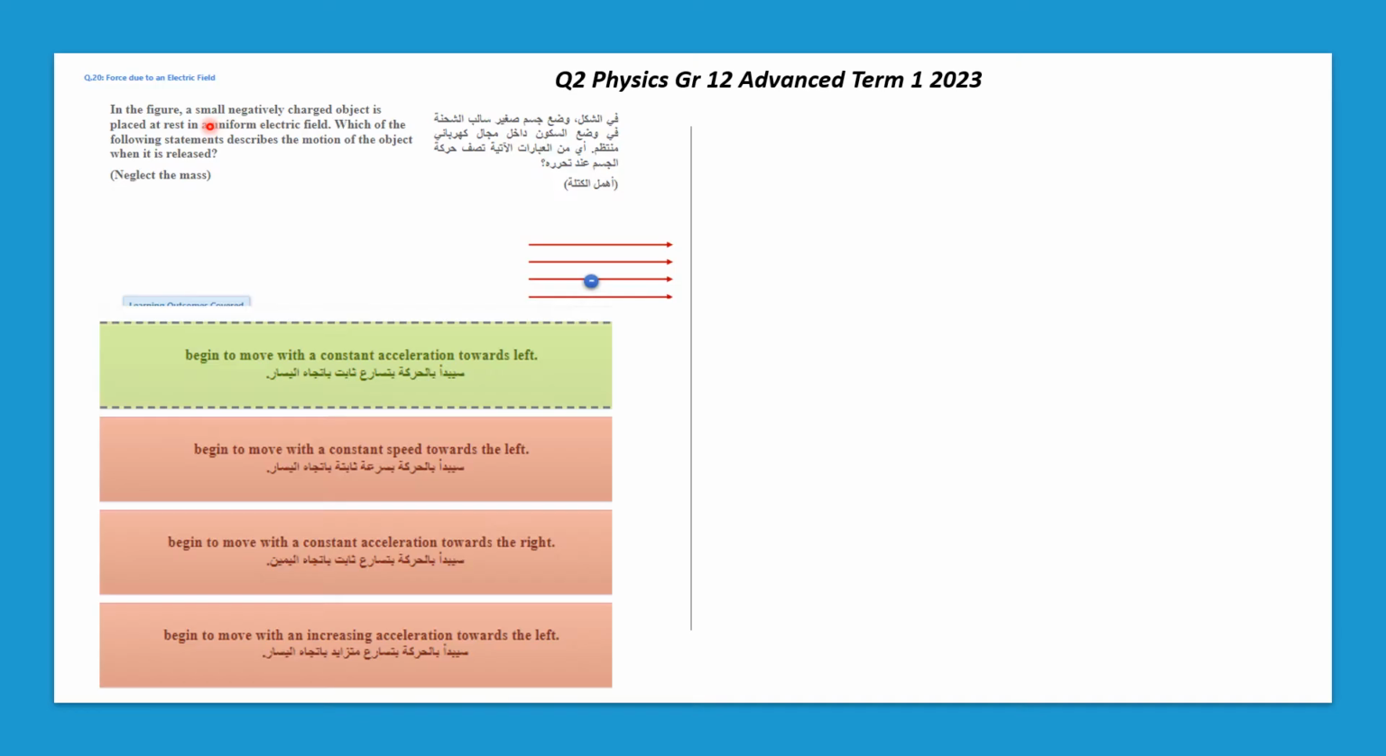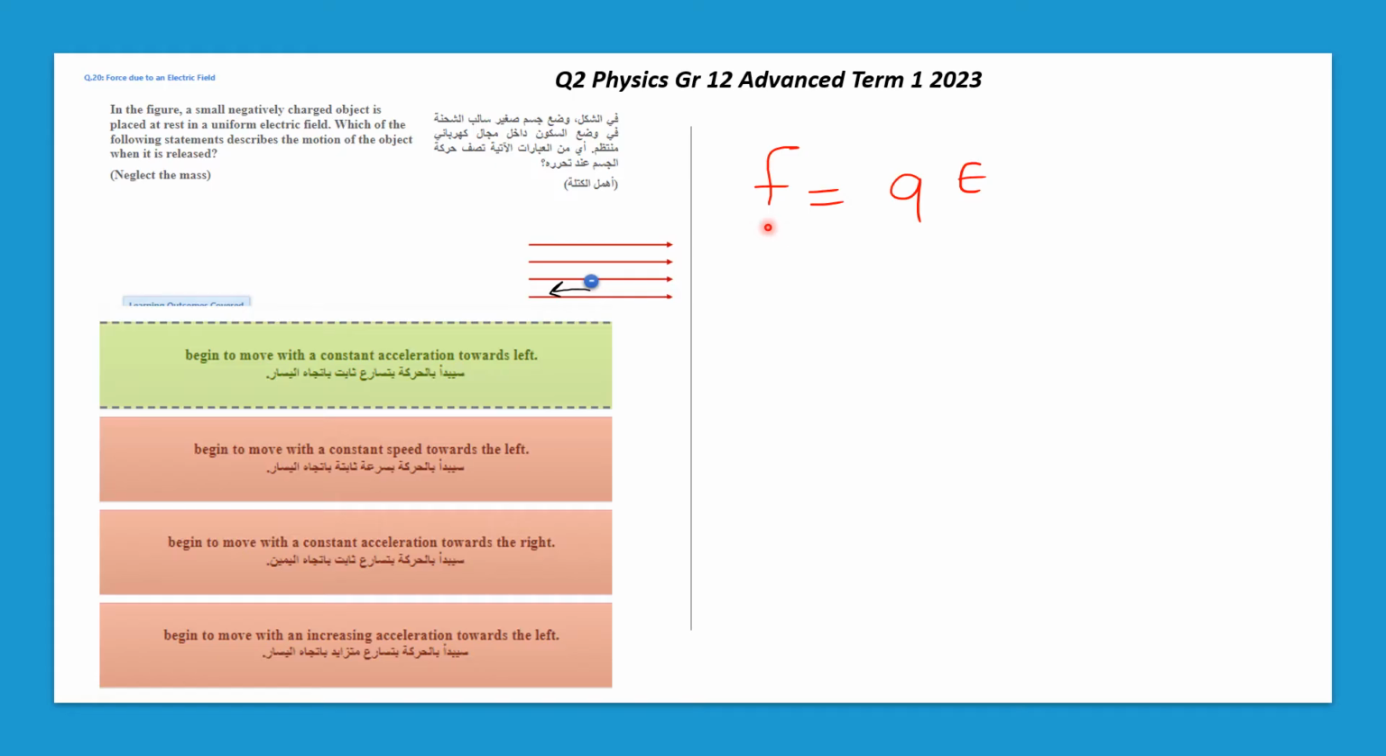Continue with question 2. In the figure, a small negatively charged object is placed at rest in a uniform electric field. So here we have an electric charge submerged in an electric field. Which of the following statements describe the motion of the object when it's released? So how will the negative charge behave when it's released? We already know from chapter 2.5 that the charge will move backward because it's negative. It will move opposite to the direction of the electric field.